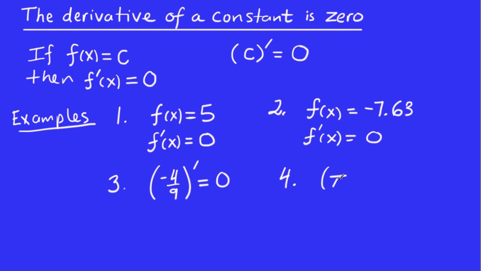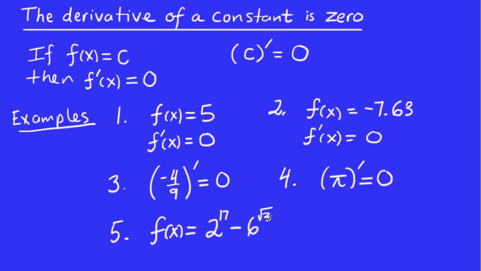I could even ask you something weird like, what's the derivative of pi? Well, pi is a very special number, but it's still just a number, so the derivative of that is 0 as well. And I don't know, if I give you something like f of x is 2 to the 17th minus 6 to the power of root 3 or something like that. That's just some bizarre number, but it's still a number. So the derivative of that is 0.